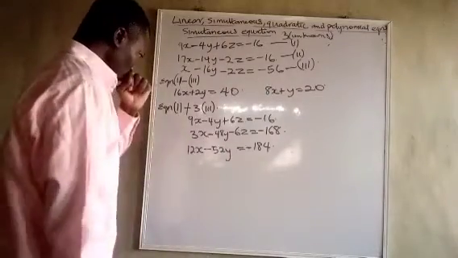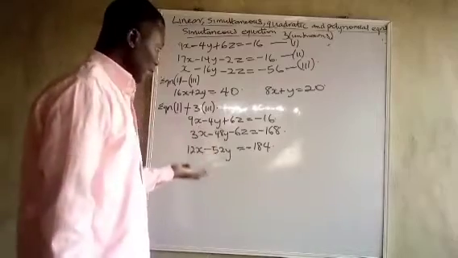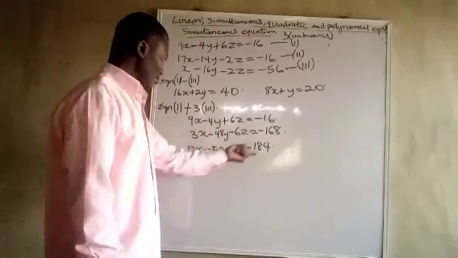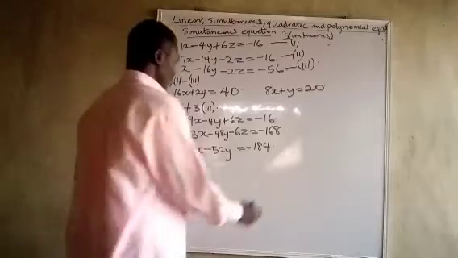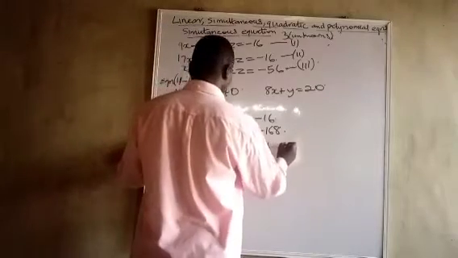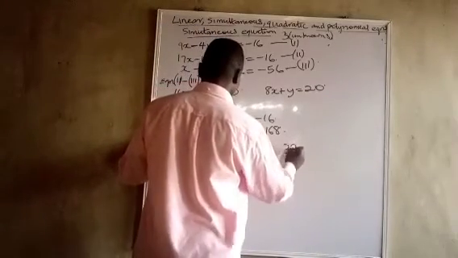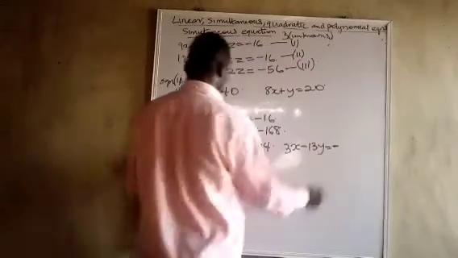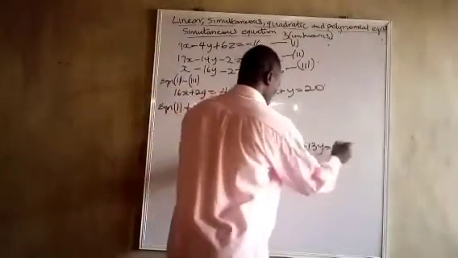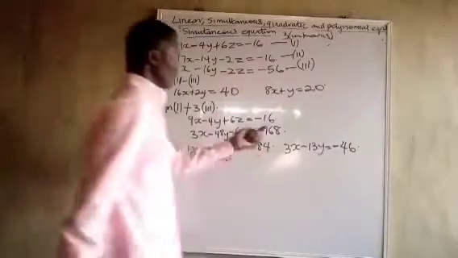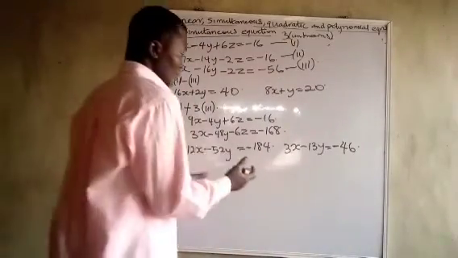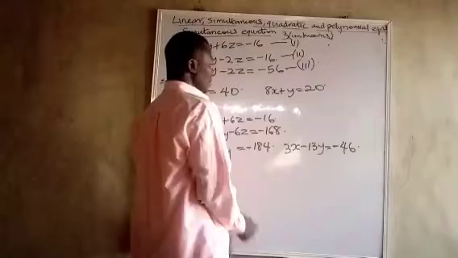Looking at the other one, I can divide by 4 to make it easier for me. That gives 3x minus 13y is equal to minus 46. So with this, I can now solve using either the substitution or elimination method.